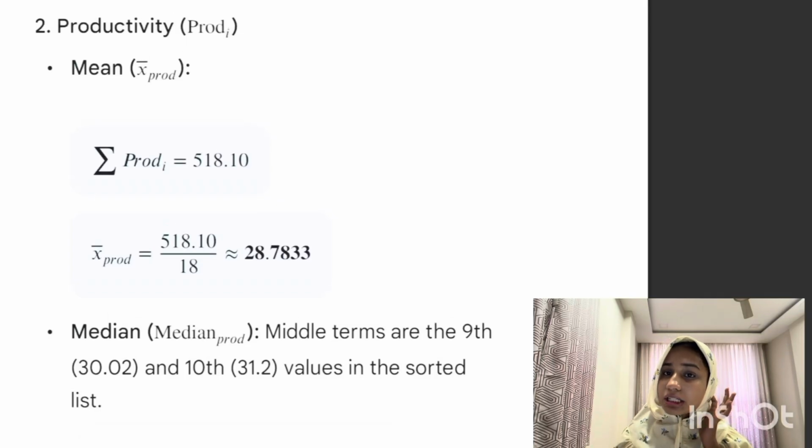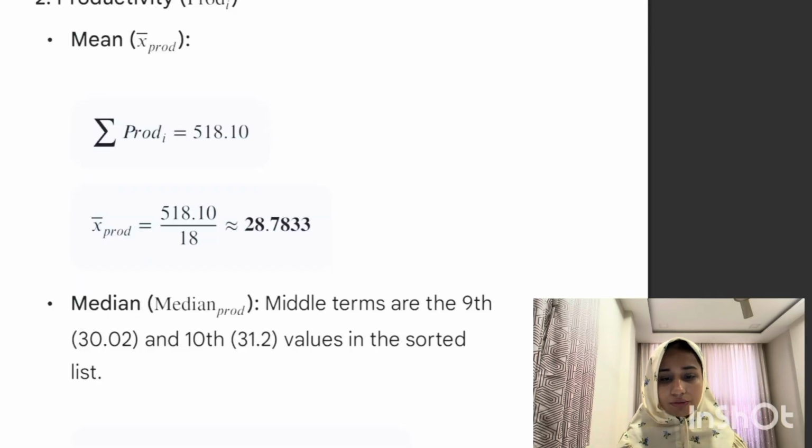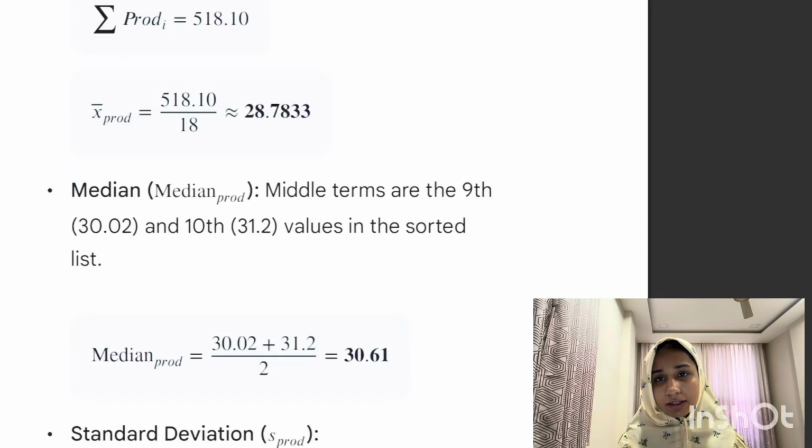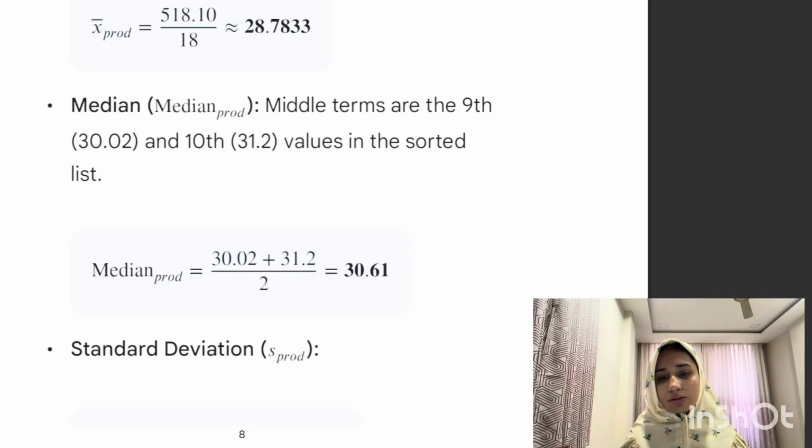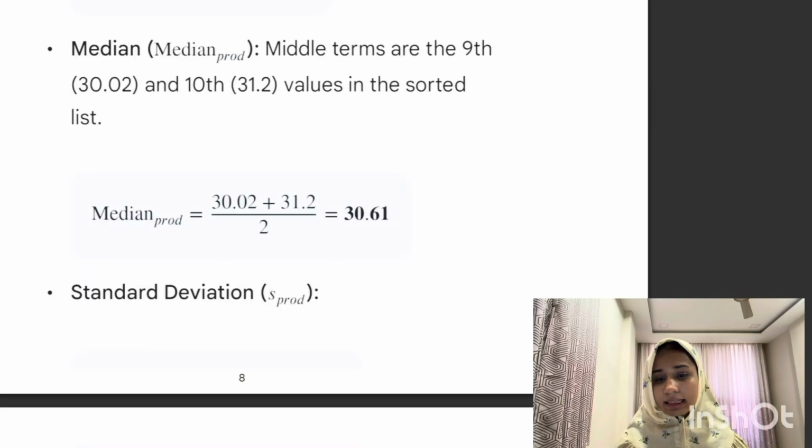The mean will be the summation of productivity, which is 518.10, divided by the number of observations. 518.10 divided by 18 gives 28.7833, which is the mean of productivity. Now the median: we use the middle terms, the 9th and 10th values in the sorted list. So 30.02 plus 31.2 divided by 2 gives 30.61, which is the median.